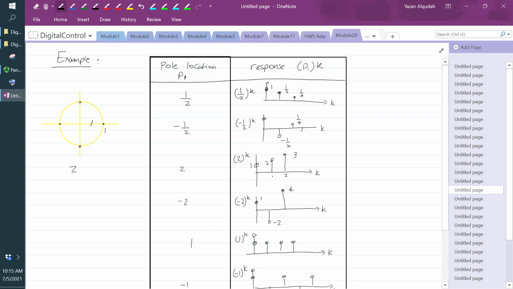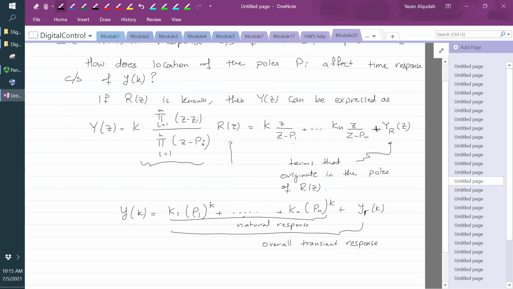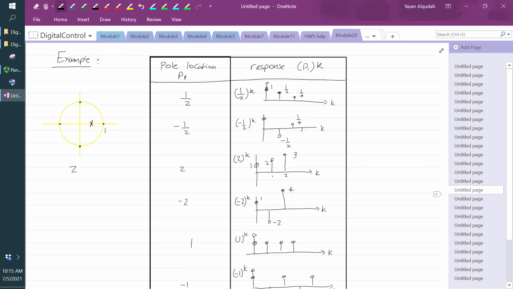Now I have a pole. If I have a pole of the system at 1/2, how is the response going to look? According to this expression, it's p1 to the k, so here it's going to be 1/2 to the k. What is 1/2 to the k going to look like? It's going to look something like this: a decaying exponential signal. It's going to be 1, 1/2, 1/4, 1/8, etc.